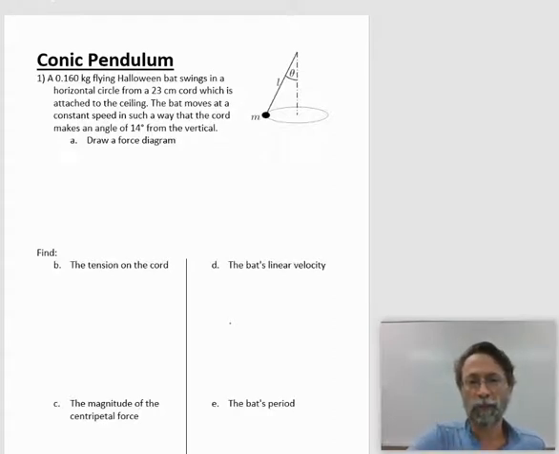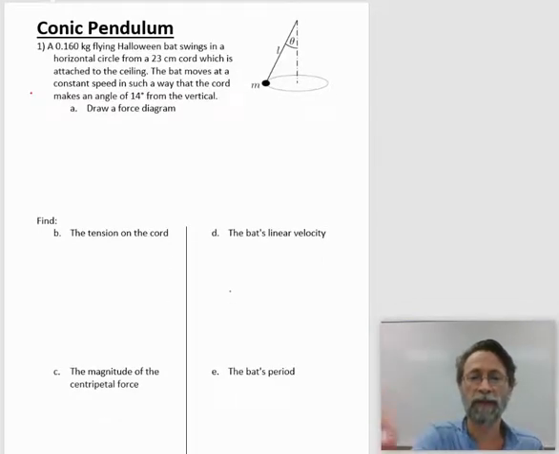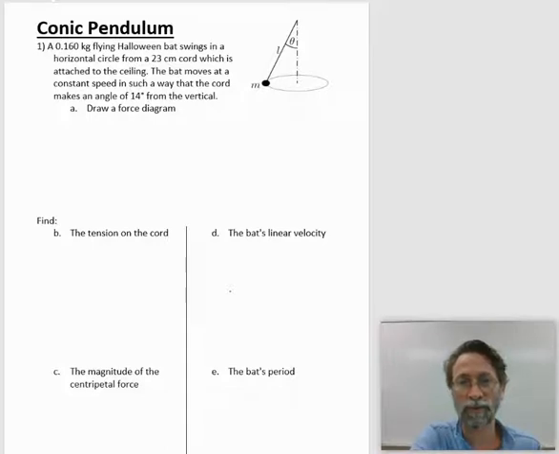So this first example problem that I want to talk you through is called a conic pendulum problem. It's something that is hanging like this, but it's moving in a circle horizontally. You might see these at an amusement park or a fair, the swings, where the swings are pulled outward, and then as it stops, they fall straight back down. In this case, we're looking at a Halloween bat that's flying there. In class, we'll do a lab that is the flying pig lab.